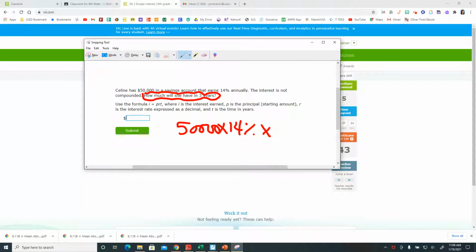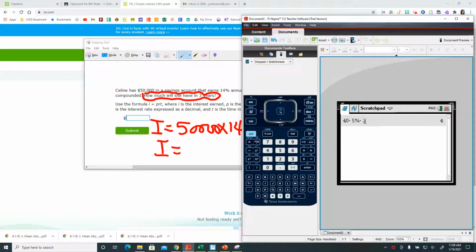So you have $50,000 times 14% times 3 years. Okay, the answer is going to give you the interest. But the question is not asking for interest. So there's an extra step here. So 50,000 times 14% times 3 years. Okay, you're gonna have 21,000.